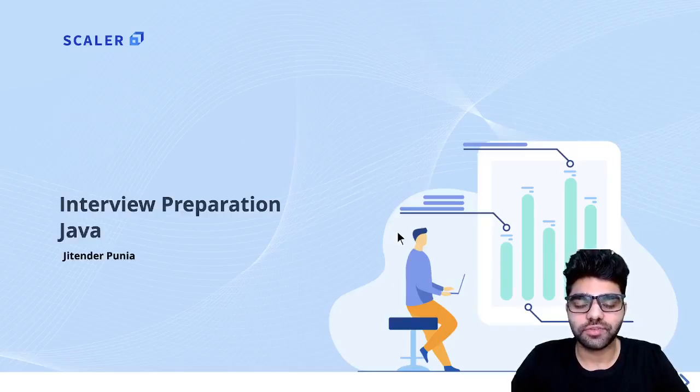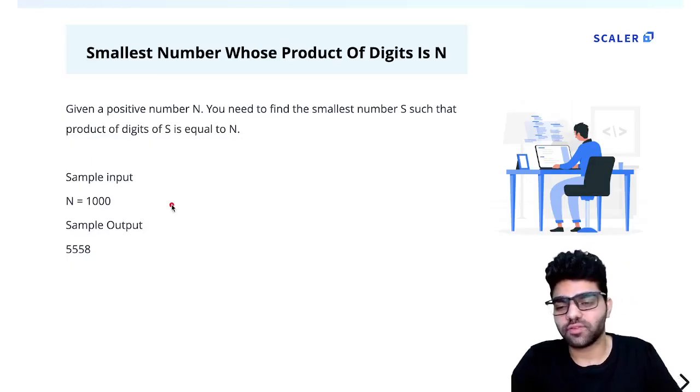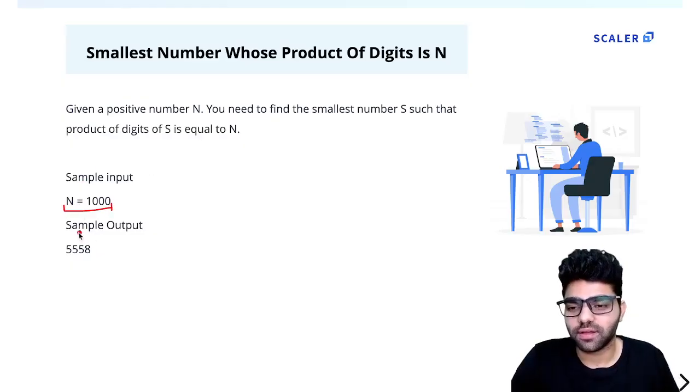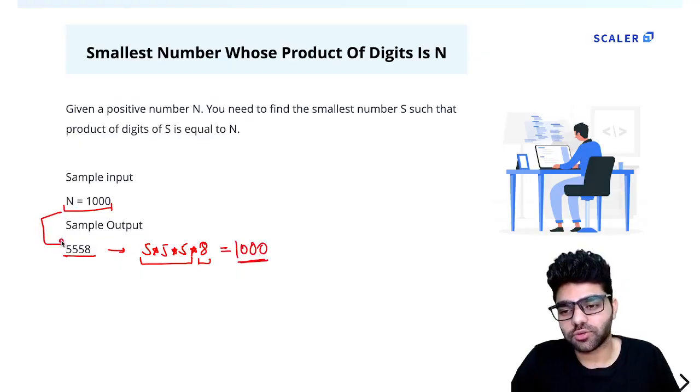Hi everyone. In this video we are going to discuss a question named smallest number whose product of digits is n. We are given a positive number n and we need to find the smallest number s such that the product of digits of s is equal to n. Consider this example. If the value of n is 100, then my answer is going to be 5558. The product of all the digits 5 into 5 into 5 into 8 is 125 into 8, that is 1000. So for 1000 this is going to be the smallest possible number.